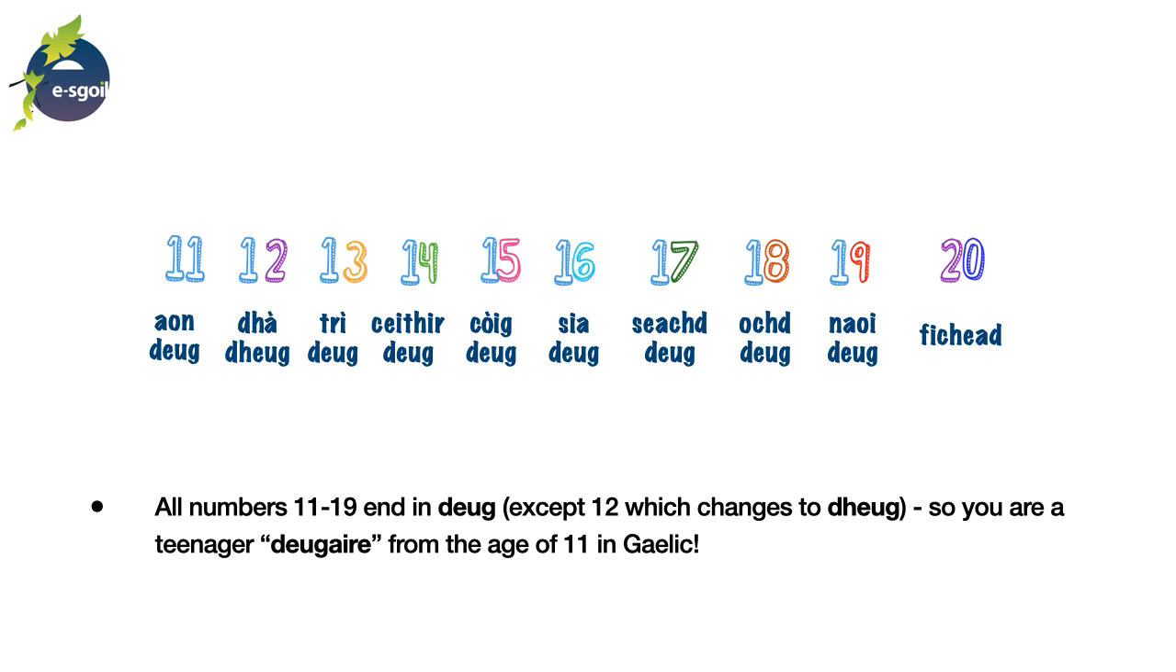All numbers 11 to 19 end in deug. Did you notice that? Except 12, which changes to dheug. So you're a teenager, deug, from the age of 11 in Gaelic.